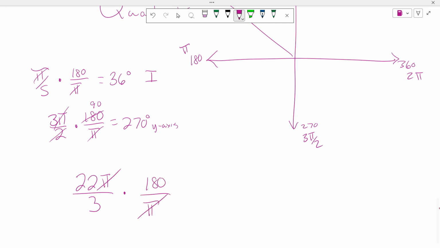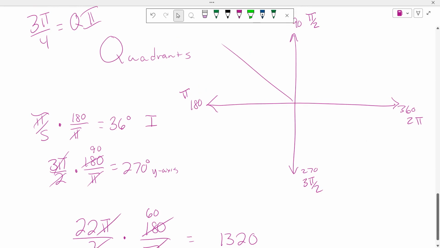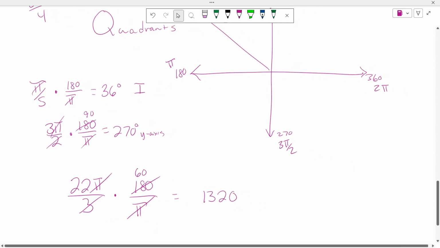So pi's, I eat my pi's. 3 goes into 180 60 times. 60 times 22 is, like, 1320? I don't know. Help me out. 1320. Is 1320? You see that anywhere there? No, so we have to use coterminal angles to figure out what quadrant it's in.